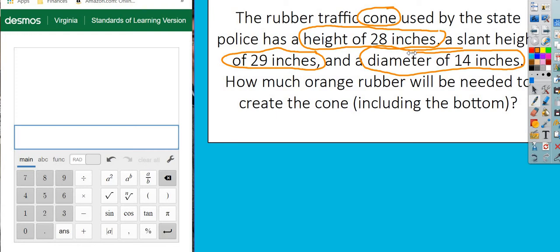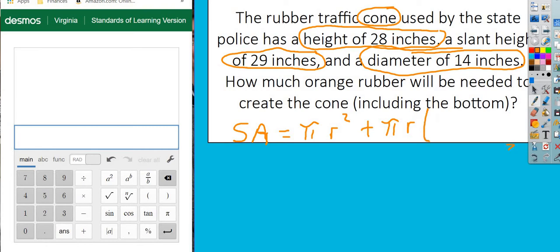So if you're building it, that is surface area. Remember, surface area is all the sides, and volume is how much it can hold. So we're not talking about what it can hold here. We're talking about actually building one. So if you look on your formula sheet, which you will have, you find a cone and you look for surface area. The formula is pi r squared plus pi r l.